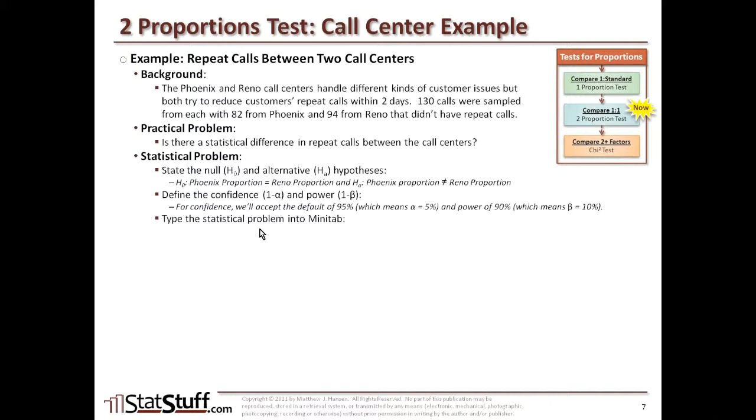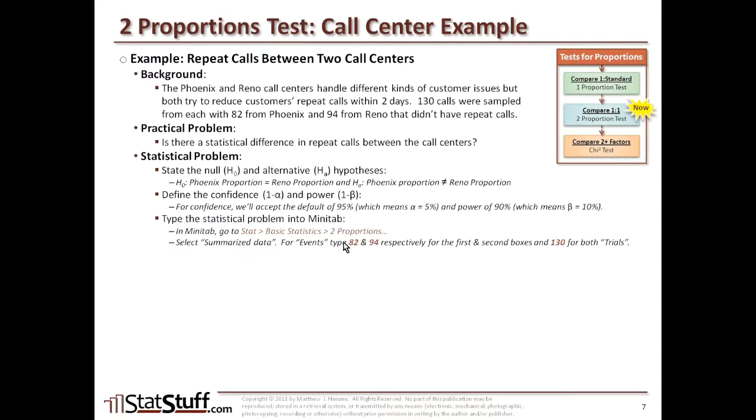And then for actually typing the statistical problem into Minitab, what we're going to do is go to the Stat menu, select Basic Statistics, and choose the Two Proportions option. From within the dialog box that shows up, you're going to select the Summarize Data portion, because we're just going to plug these values directly in. We're not going to have to type them into a separate worksheet and reference them from within Minitab.